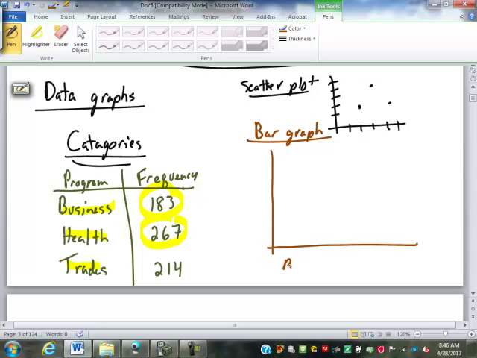So I might put business, health, and trades, evenly spaced across the bottom here. And numbering up the sides, I have to number at least to my largest value. That's the 267 here.